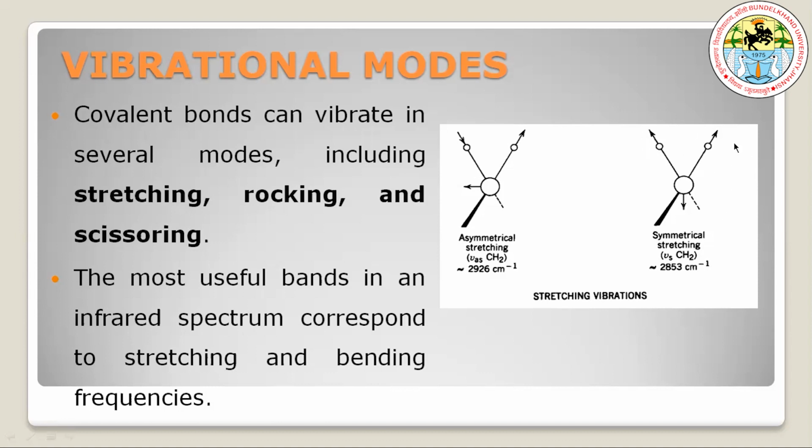And when both the hydrogen atoms bonded to a carbon move either towards the carbon or in the opposite direction of carbon simultaneously, then it is called symmetric stretching. Always, asymmetric stretching frequency you find at higher wave number in comparison to symmetric stretching. So here is the value. When we compare, CH2 asymmetric stretching is observed at 2926 centimeter inverse, and CH2 symmetric stretching is observed at 2853 centimeter inverse. So always when you find a peak of CH related vibration, the one found at higher frequency number is related with asymmetric stretching vibration.